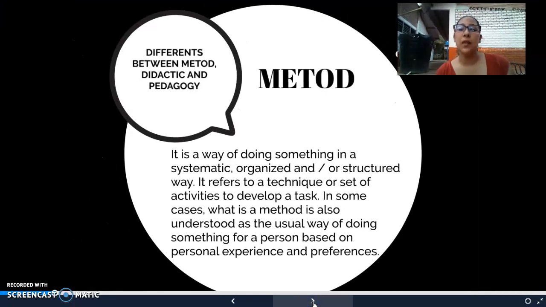Difference between method, didactic, and pedagogy. Method. It is a way of doing something in a systematic, organized, or structured way. It refers to a technique or set of activities to develop a task. In some cases, what is a method is also understood as the usual way of doing something for a person, based on personal experience and preference.